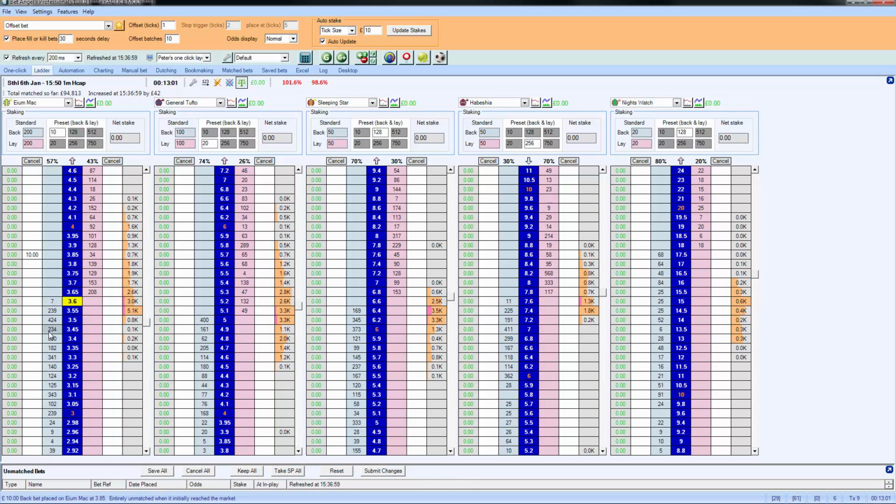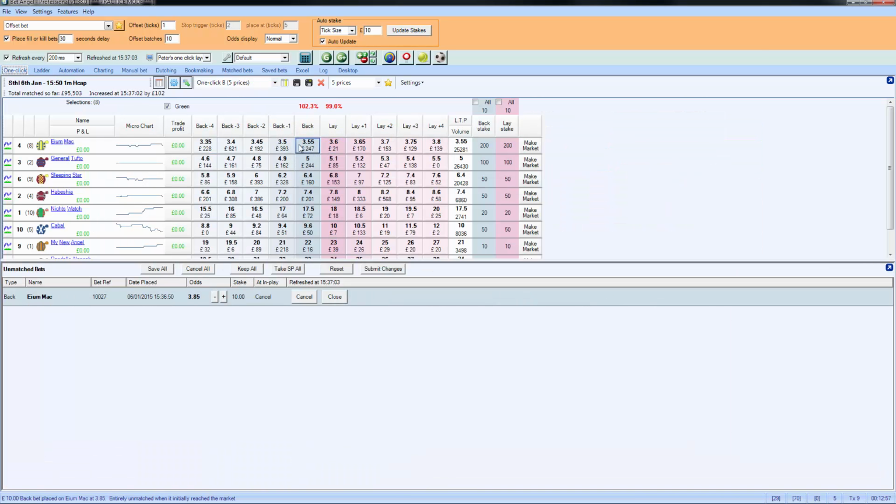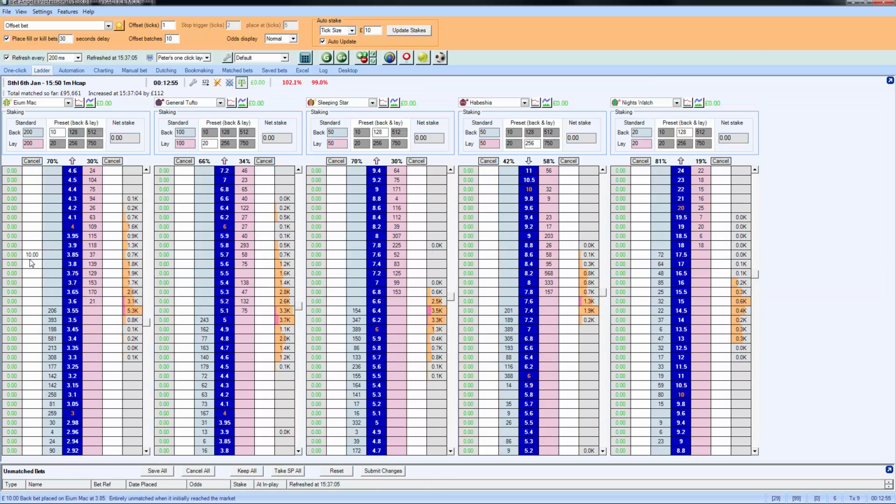The best available price to back at is 360. We can see this on the one-click screen here. There you go. So we've placed a back bet in the market and it's waiting to get matched at 385.